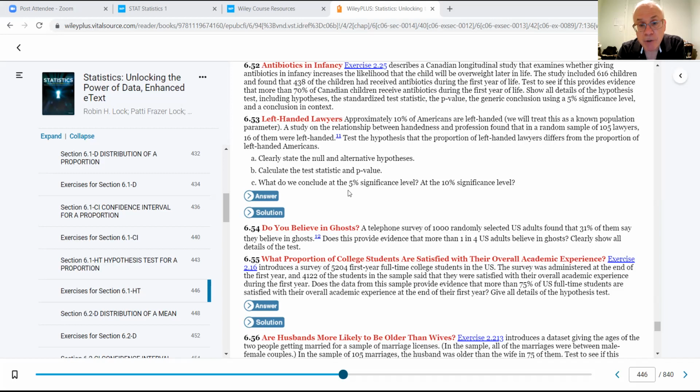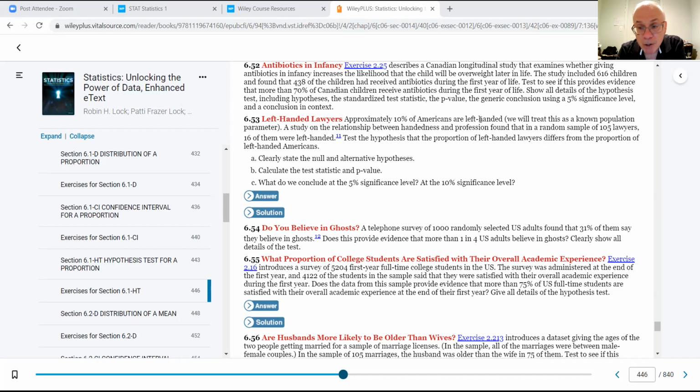Now, suppose the alpha is 5%, then we would not reject the null hypothesis since the p-value is bigger. And we would say something like, at the 5% significance level, there's not enough evidence to reject the null hypothesis. Actually, I might say it this way instead. I would say at the 5% significance level, there's not enough evidence to conclude that the proportion of left-handed lawyers out of the lawyer group is different than for all Americans.